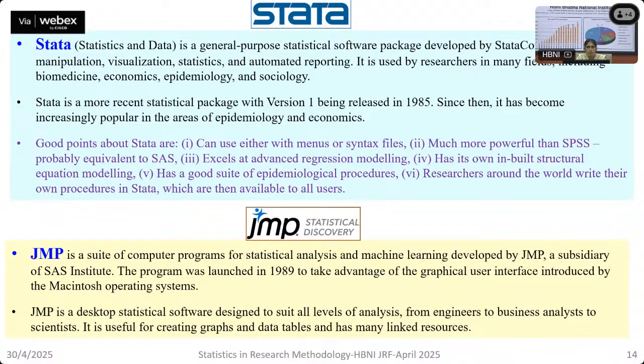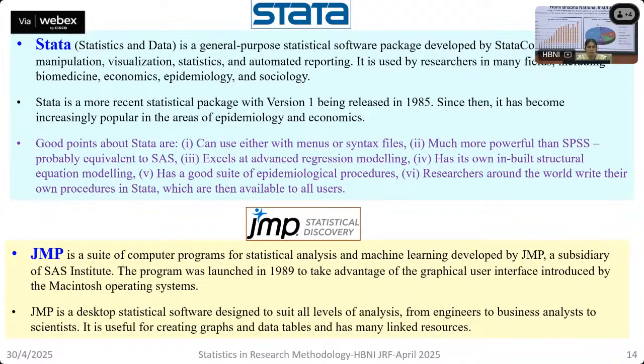Another software is JMP. It is pronounced as JMP. It is also used by various people, scientists and engineers, and is mainly governed by artificial intelligence and machine learning. SAS Institute is the origin source of this program. This program was launched in 1989 to take advantage of the graphical user interface introduced by the Macintosh operating system.